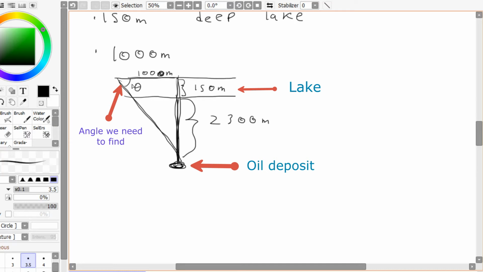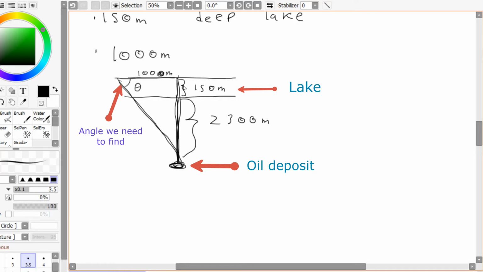The angle of depression is the angle between the horizontal line and the line of sight. So if this is the horizontal and then the line of sight, we're looking down in order to get to this oil deposit. That's where we want to get to, and we're looking from a horizontal. So this is actually the angle of depression we are looking for. To find it, we can draw the triangle now that we understand the situation in order to actually solve it.